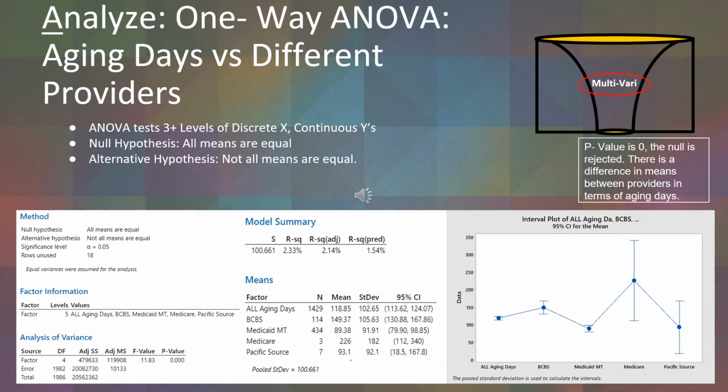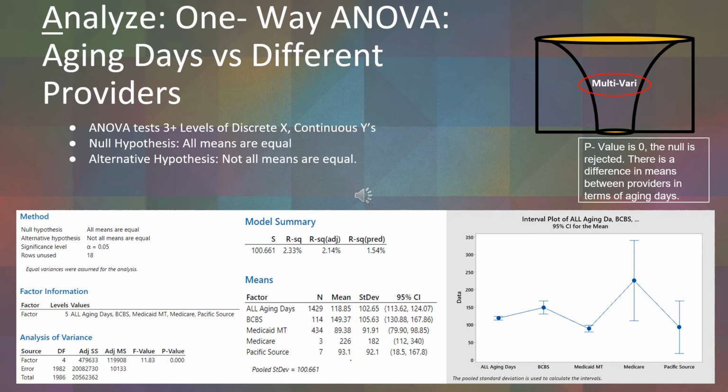The analyze section looks into multivariate studies. Multivariate studies is a method of studying the relationship between input variables and the output variables of a process while in normal operation. We looked into whether there was a relationship between different insurances and corresponding aging days. An ANOVA test was performed on the Minitab application. ANOVA tests 3 or more levels of discrete X variables and continuous Y variables.